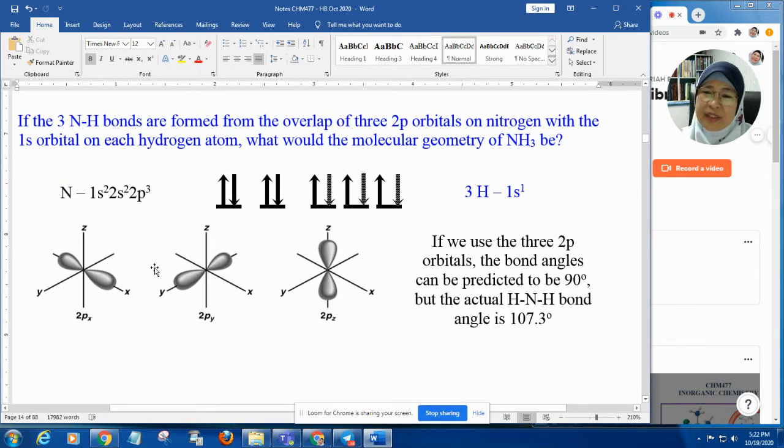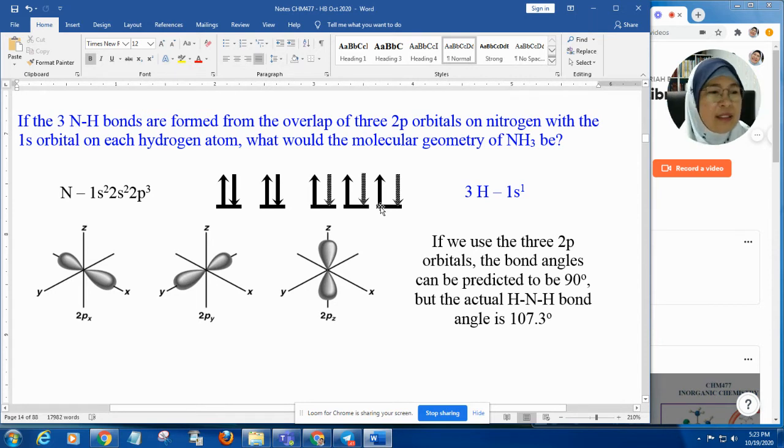Let's have a look at how valence bond theory determines the shape of ammonia. If ammonia is NH3, and the three N-H bonds are formed from the overlap of three 2p orbitals on nitrogen with the 1s orbital of each hydrogen atom, what would the molecular geometry of ammonia be? Now, you have one nitrogen and three hydrogen atoms to make ammonia, NH3. Nitrogen is 1s2, 2s2, 2p3. So two electrons in the 1s orbital, two electrons in the 2s orbital, and three electrons in the 2p orbitals.